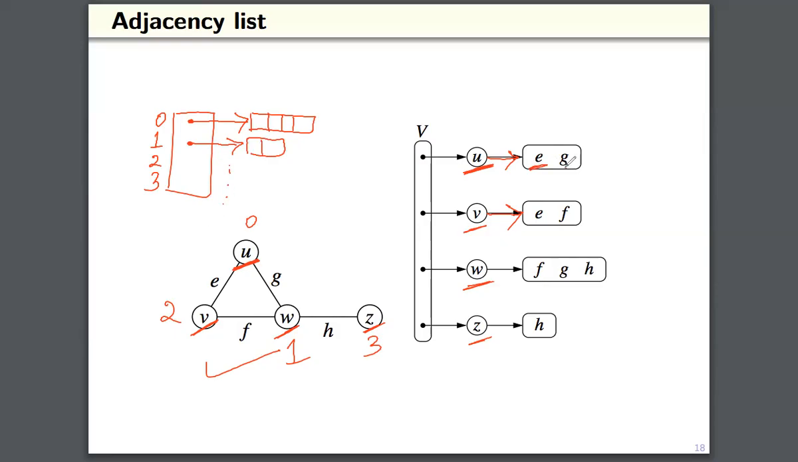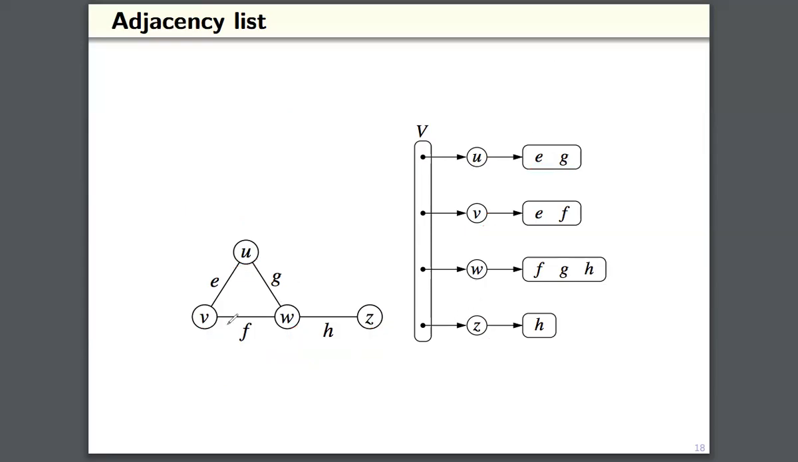What are these entries? E and G. Now let's think about it. E and G. Where is E? Oh, I think I made a mistake here. E and G. Okay, so look at this. U is the starting vertex. From U, you can go to V. From U, you can go to W, right? And U to V is the edge E. U to W is the edge G. So E and G are all the edges that emanate from U, that start from U, right? Make sense?